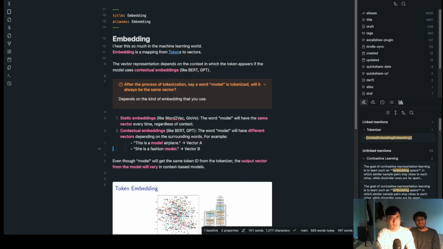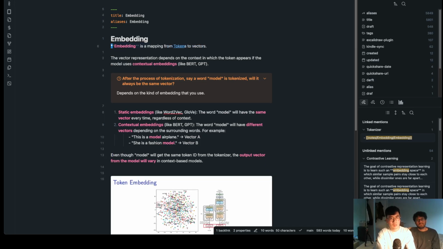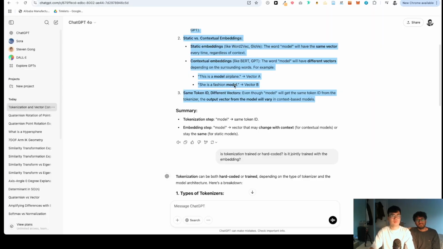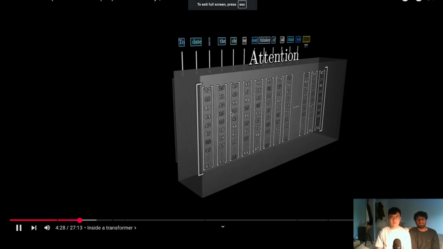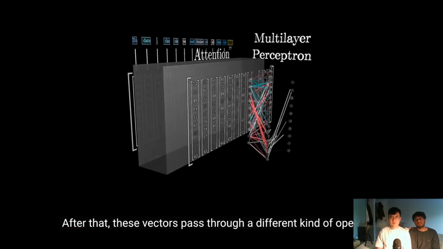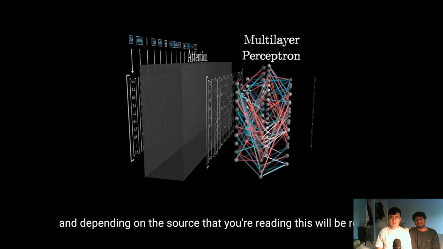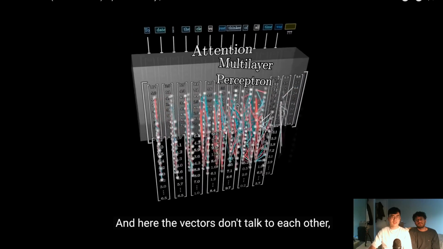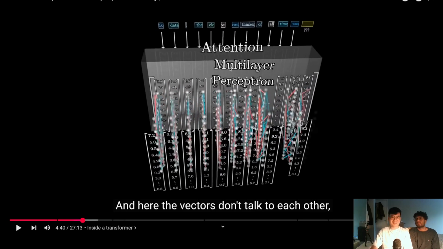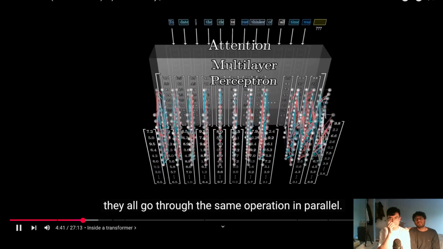Now entirely encoded in the entries of those vectors. After that, these vectors pass through a different kind of operation, and depending on the source that you're reading, this will be referred to as a multi-layer perceptron or maybe a feed-forward layer. Yeah, feed-forward neural network, that was what I called it. They all go through the same operation in parallel.